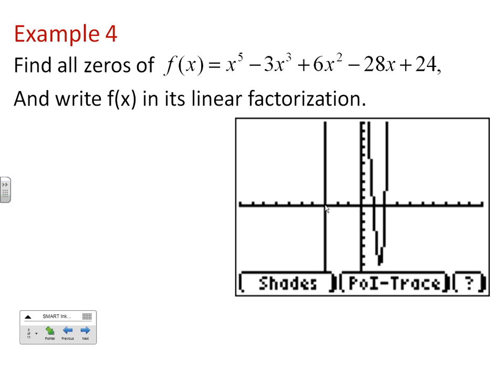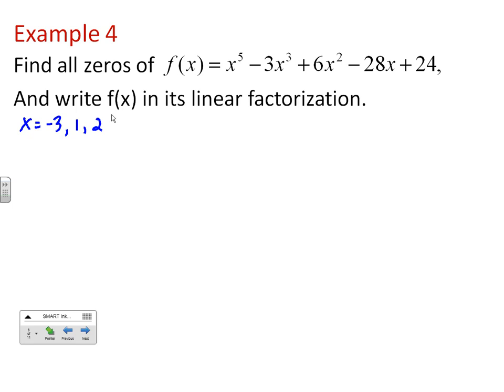So it looks like I have a 0 at -3, at 1, and at 2. Okay, so that's 3 of my zeros. So now I'm done with the graph. Because I have x to the fifth, there's 2 more zeros that I haven't taken into account. So I'm going to use synthetic division with each one of these so that I'm making my polynomial smaller and smaller until I end up with something that I can set equal to 0 and solve to find the last 2 zeros.